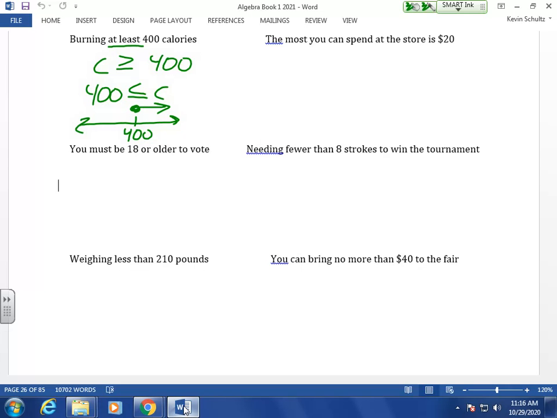Okay. The next one, the most you can spend at the store is $20. So the money you can spend at the store is less than or equal to 20, or 20 is greater than or equal to the money you can spend. We talked about the limitations of this and kind of how this is not actually right, because technically, according to this graph, any number less than 20 would fit this situation. But we talked about negatives and things like that. But that would be the graph.